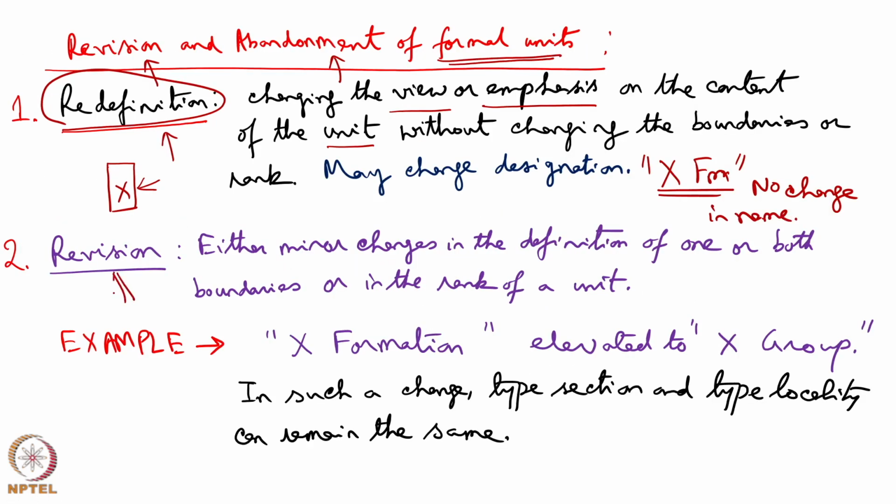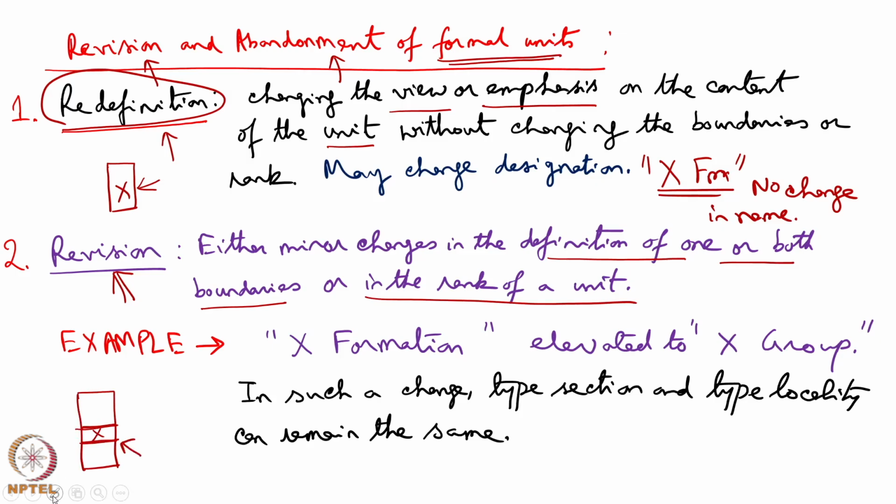What about revision? It is either a minor change in the definition of one or both boundaries or in the rank of a unit. Suppose in this succession X is the stratigraphic unit, but later it was found that the bottom boundary, this one, is not correct, we have to change it, either go up or down. Let us say we go down and this is the new one. So, in this case we say that there has been a revision. This kind of boundary change does not happen in case of a redefinition.